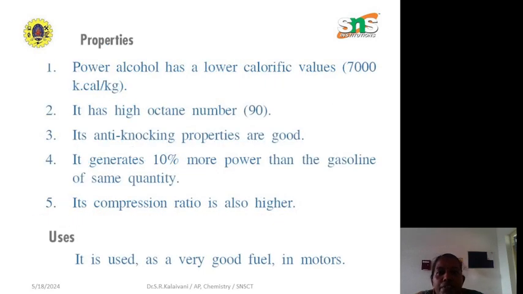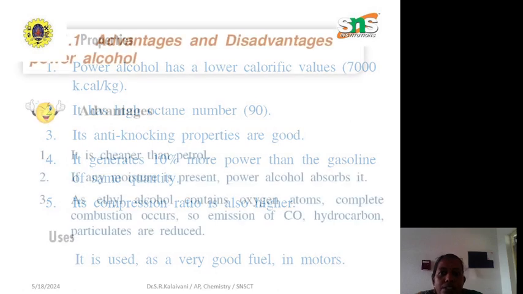Then properties of power alcohol. Power alcohol has a lower calorific value, that means 7,000 kilocalories per kilogram. It has a high octane number. Its antiknock properties are good. It generates 10% more power than gasoline of the same quantity. Its compression ratio is also higher. Then uses, it is used as a very good fuel in motors.